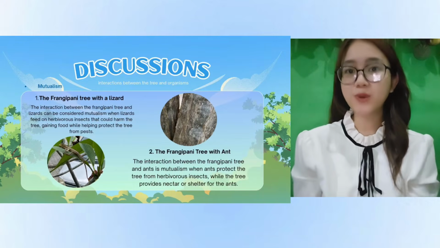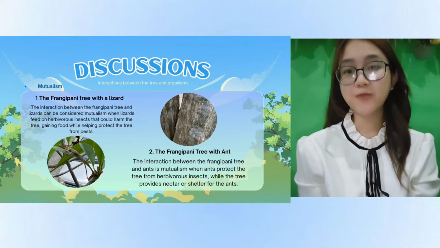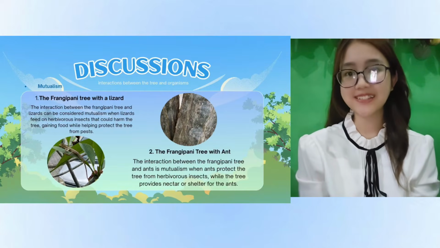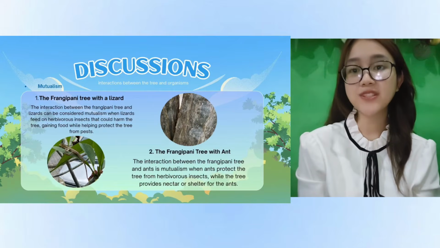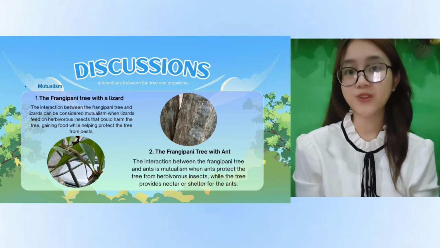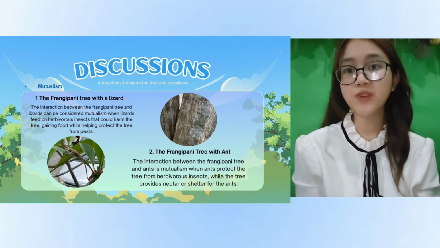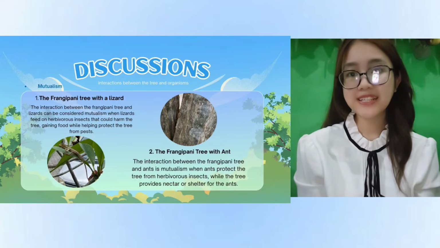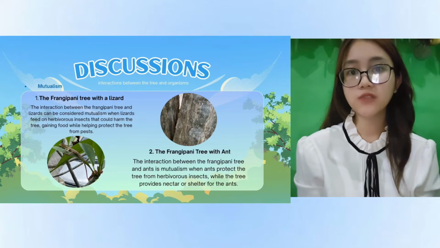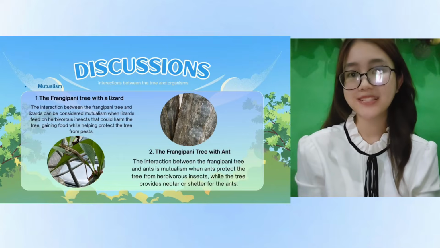Now, let's move on to the more cooperative relationship known as mutualism. In mutualism, both organisms benefit from the interaction. First, the frangipani tree with a lizard. The interaction between the frangipani tree and lizard can be considered mutualism when lizards feed on herbivorous insects that can harm the tree, gaining food while helping protect the tree from pests. This means that when lizards eat insects that might damage the tree, they are not only feeding themselves, but also protecting the tree from potential harm. So, both sides benefit, making this mutualism.